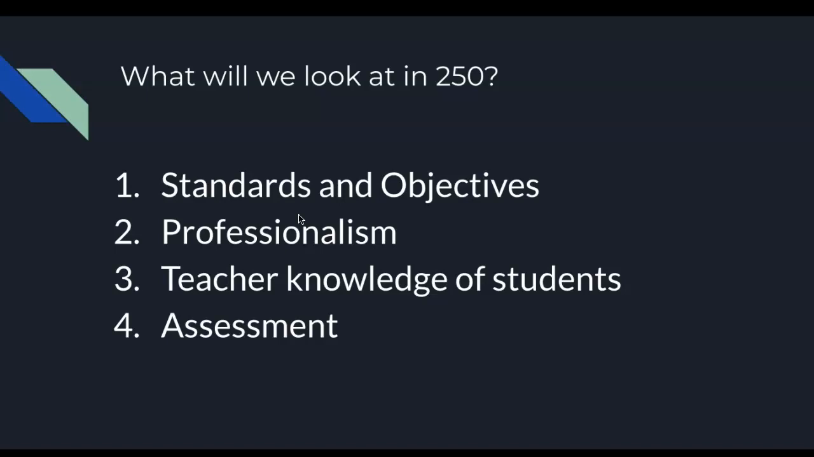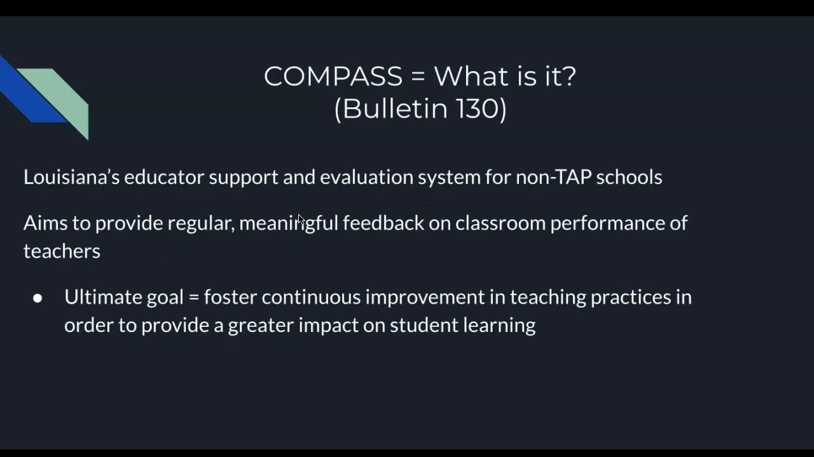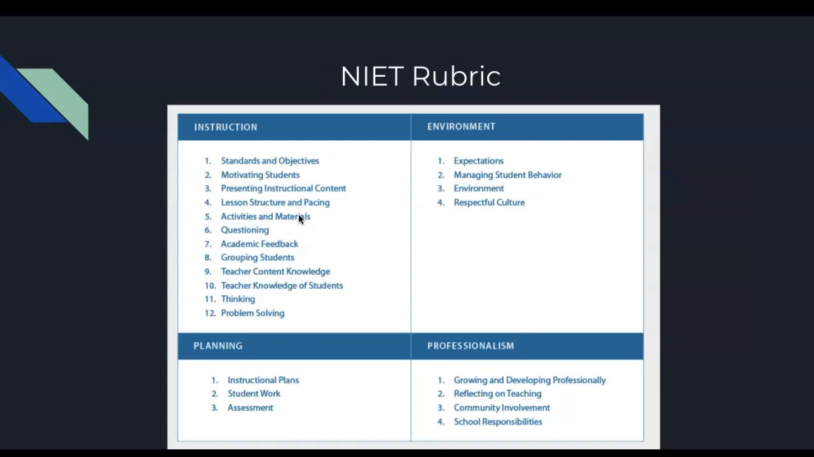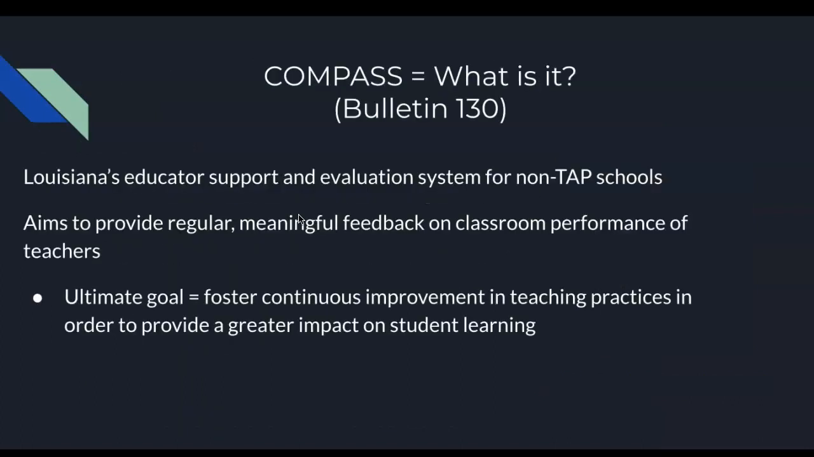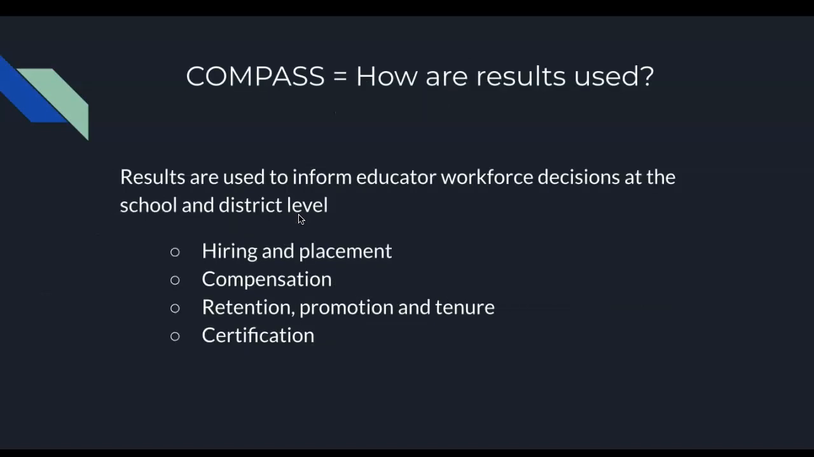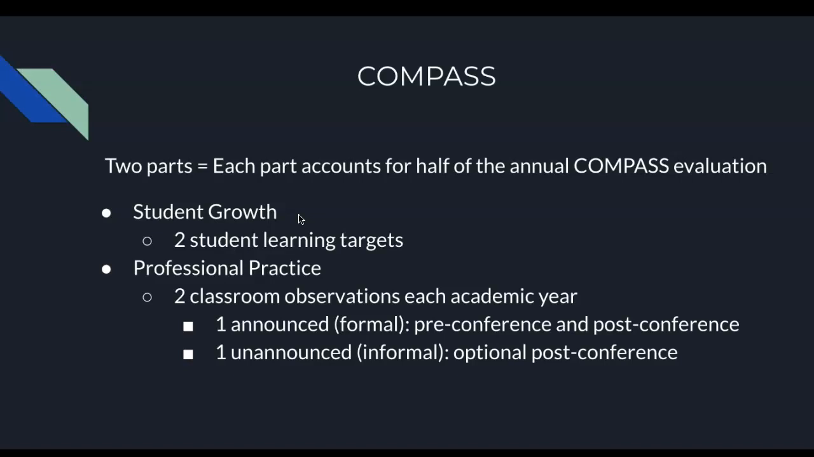I also wanted to tell you that we're only looking at 4 of these areas in Ed 250, and that this is the rubric that you will be evaluated on during residency. This is the rubric, the NIET, not the Compass, for during residency. Okay, and then the other rubric that I introduced you to is called the Compass rubric. The main difference between Compass and NIET is that Compass has 2 distinct parts to it. It has that observation piece, just like NIET, that is called the professional practice during Compass. But then it also has a student growth component to it.